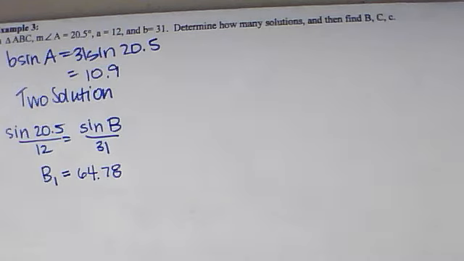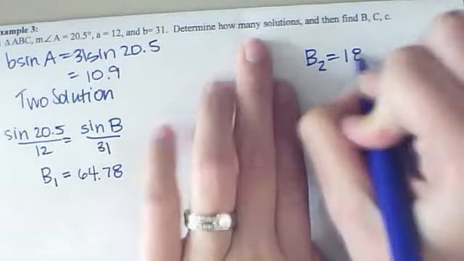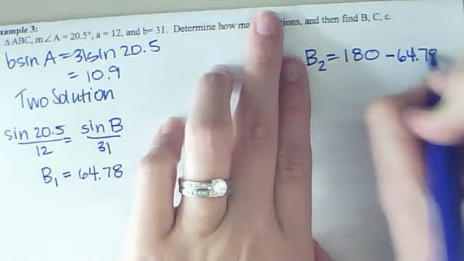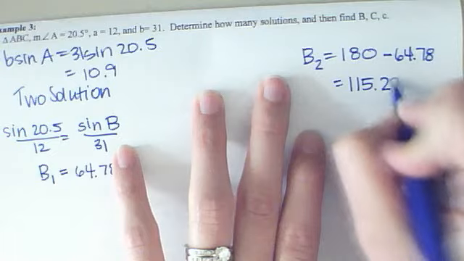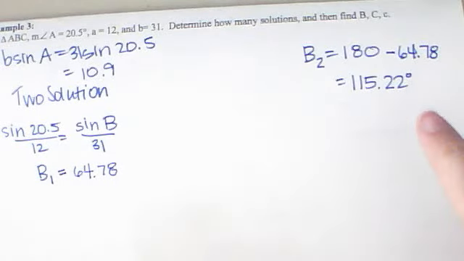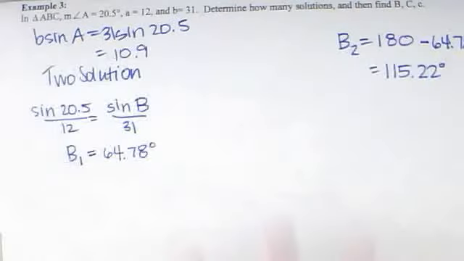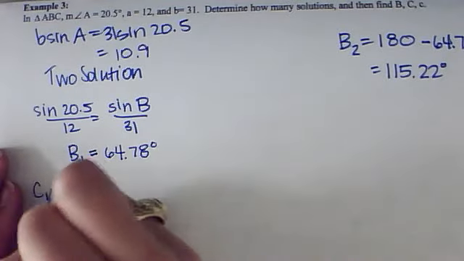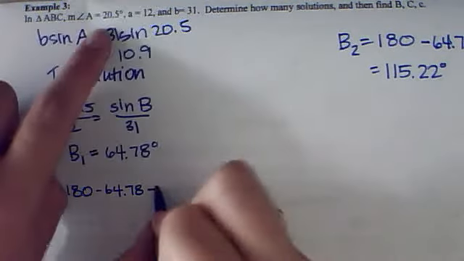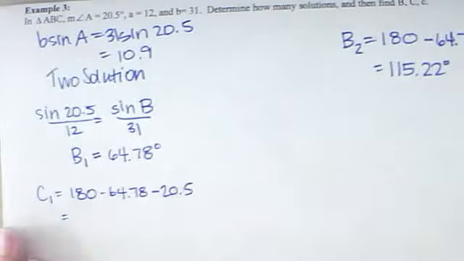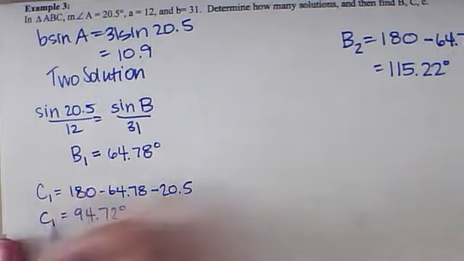To find B2, I'm going to do this separate over here, B2, I do 180 minus 64.78. Okay, I take that one that I just got, and that angle is 115.22 degrees. Now, I have two different angle B's, and I'm going to follow those problems straight through, one at a time. I'm going to forget about this for a minute. I'm only going to use this one. To do that, I'm going to find angle C1 by doing 180 minus 64.78 minus 20.5, and that will give me 94.72 degrees. So there's my C1.